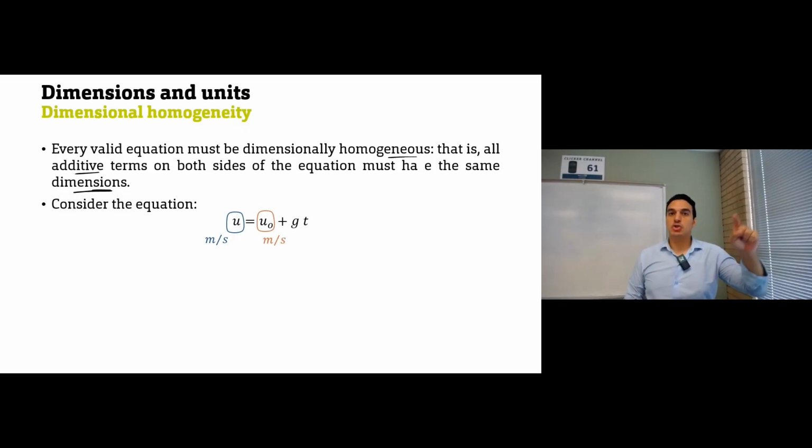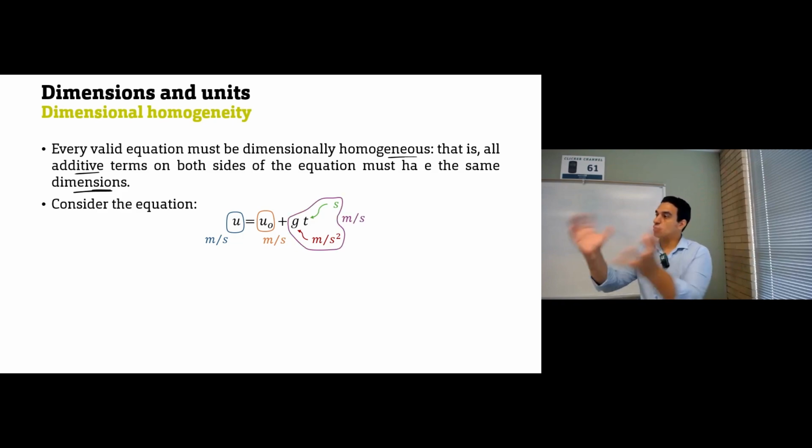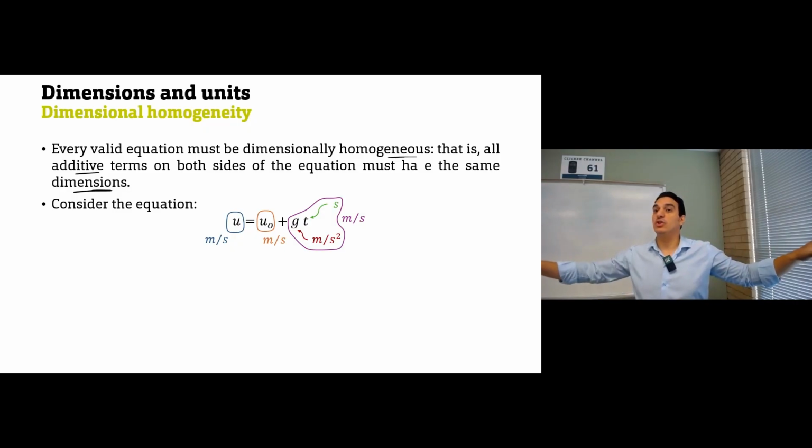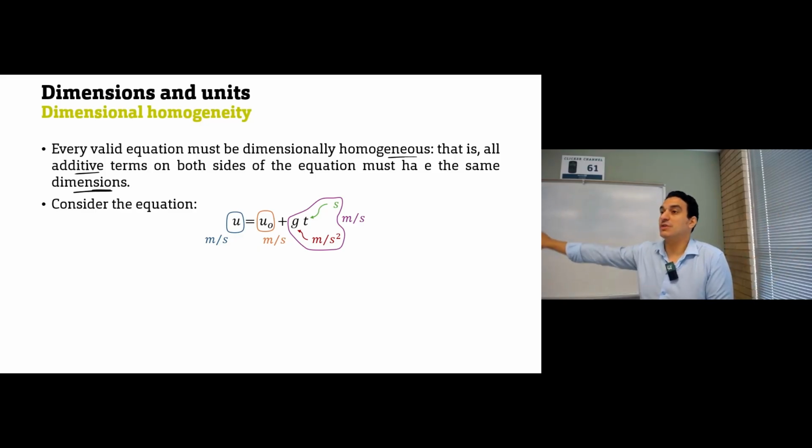So u0 should be meter per second. gt together should be meter per second. g is gravity, it's meter per second square. t is time, it's second. So meter per second square times time together is meter per second. This is what is called dimensional homogeneity. Each additive term on any side of the equation should have the same dimension and the same unit. If an equation doesn't fulfill this condition, then this equation is mathematically wrong.